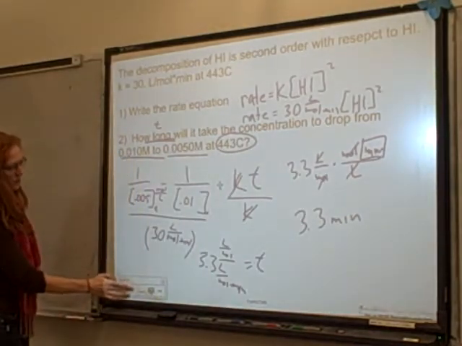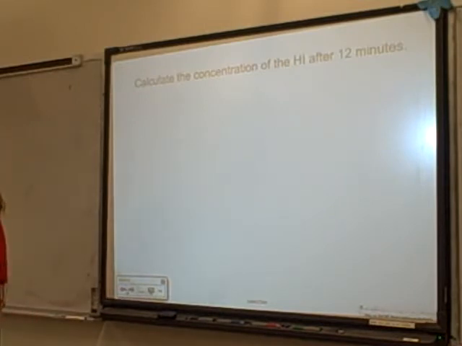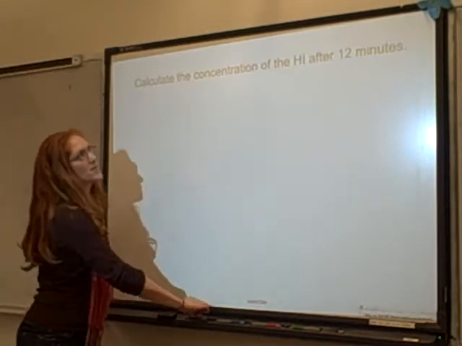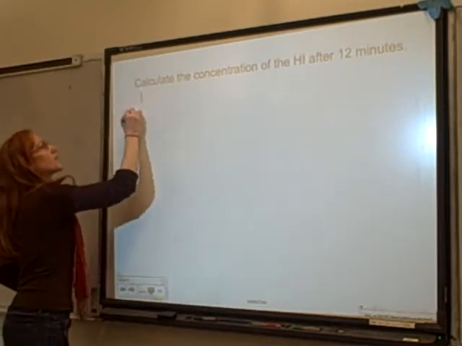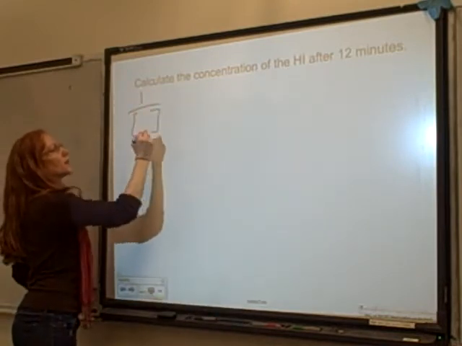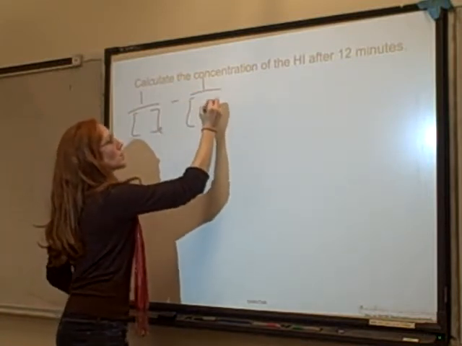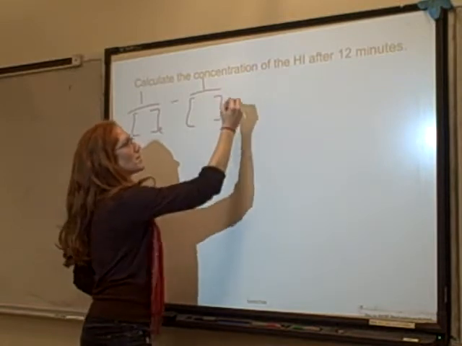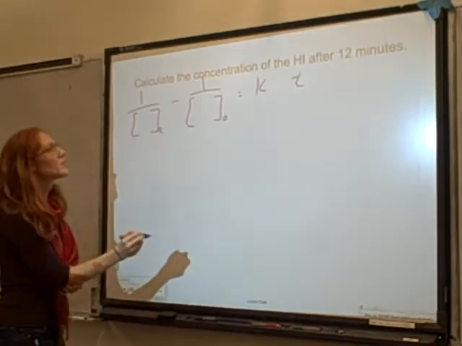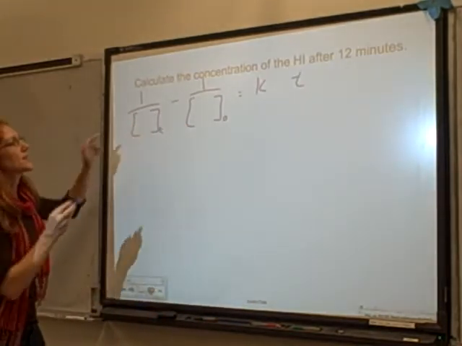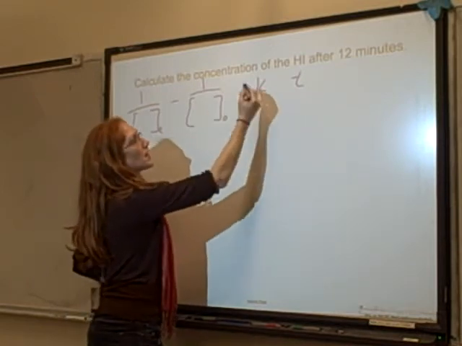And I'll try one more. Oops. This guy, calculate the concentration of the HI after 12 minutes. So it's still a second order reaction. So I know I'm still going to use the second order integrated rate law. So 1 over the concentration after time has gone by minus 1 over concentration that you have initially equals the K constant times time. This time, the thing that I don't know is this, right? Because I have my initial concentration, it was given, 0.01. I know the K and I know the T.